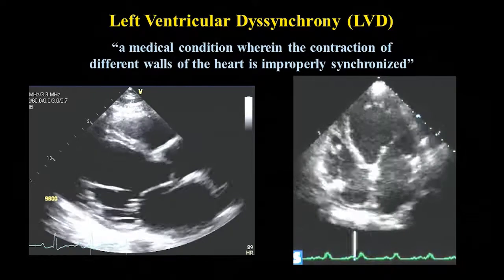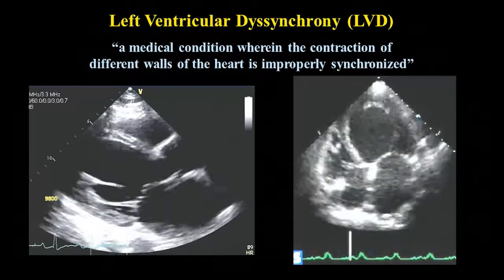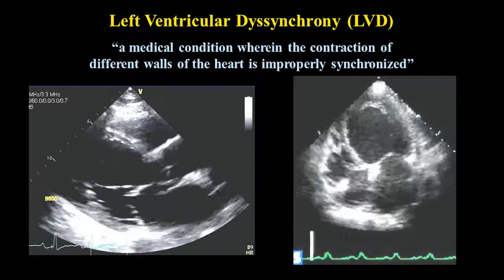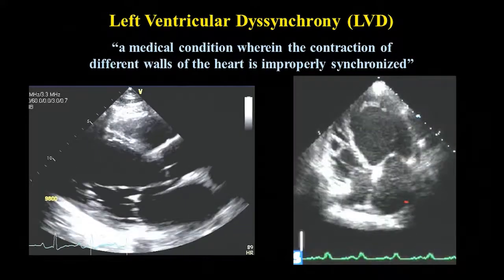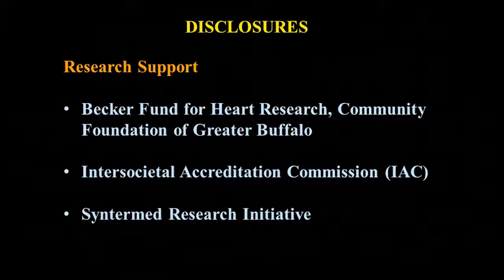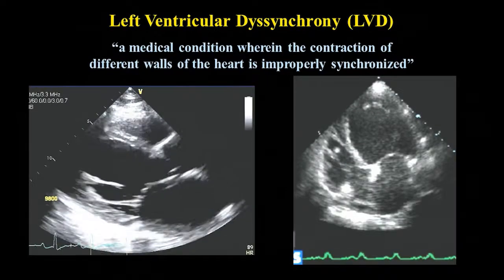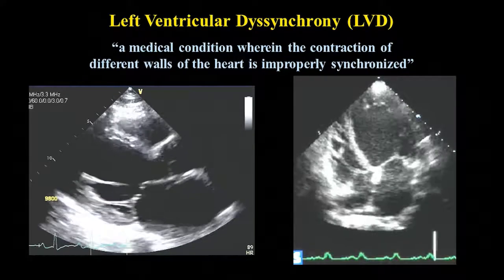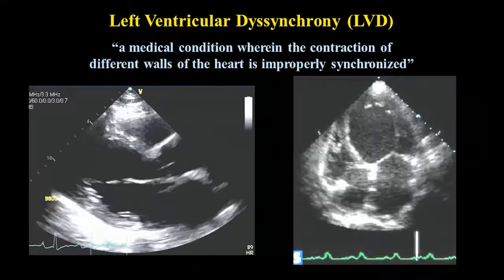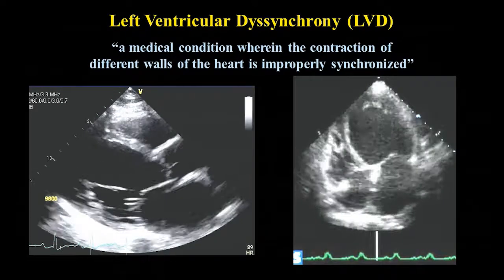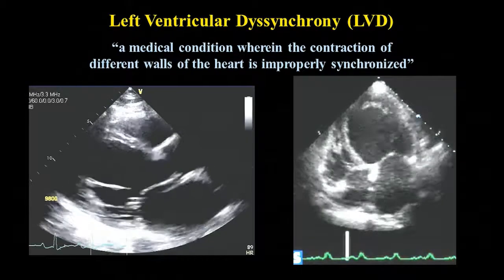So dyssynchrony is a medical condition wherein the contraction of the different walls of the heart is improperly synchronized. And these are two examples of patients who have remodeled and dilated ventricles. Typically, the posterior and the lateral walls and the septum should come in and oppose each other. But in these two cases, the walls are actually moving away from each other. So it is ineffective contraction. For the heart to provide effective contraction, the walls have to oppose each other. In this case, the walls are moving away from each other, which is referred to as dyssynchrony.